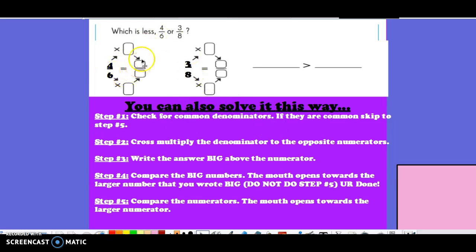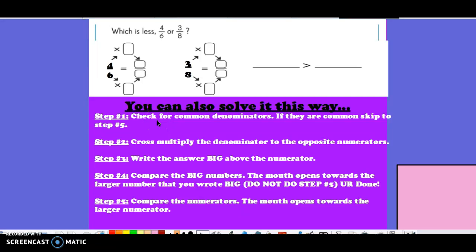You can solve this problem: which is less, 4/6 or 3/8? In other words, which one is larger, 4/6 or 3/8? You can follow these 5 steps each and every time to compare fractions with unlike denominators and fractions with like denominators. First, you need to check for common denominators.